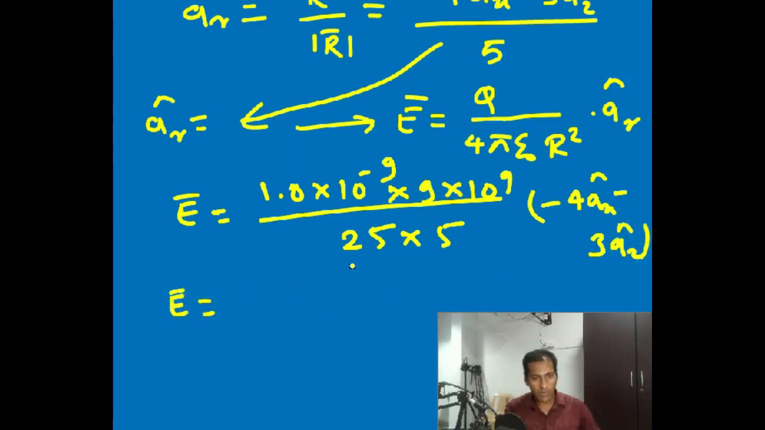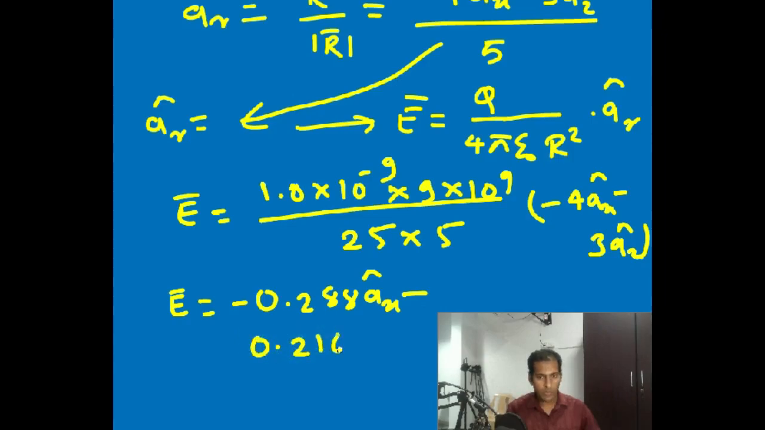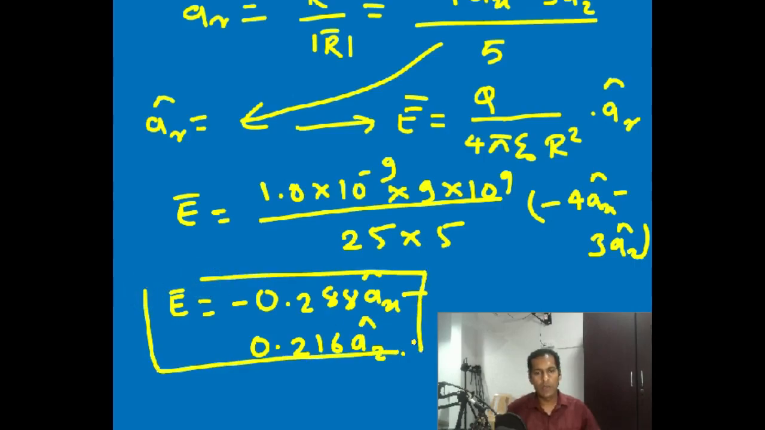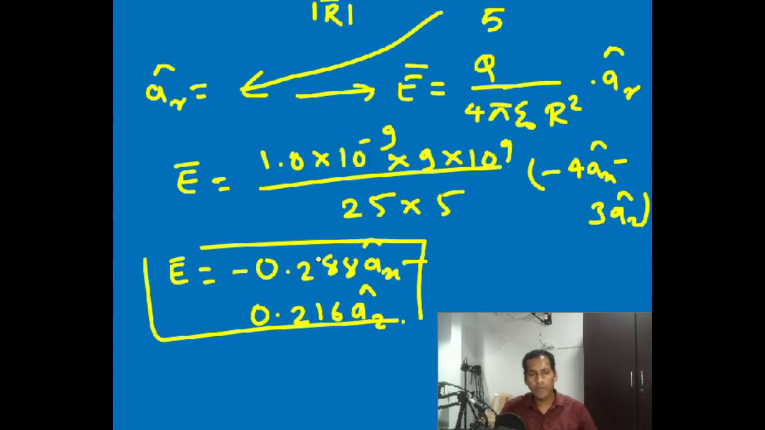So E bar will be equal to, after solving this, we should get minus 0.288 ax cap minus 0.216 az cap. So this is the solution. So let us move to next example.